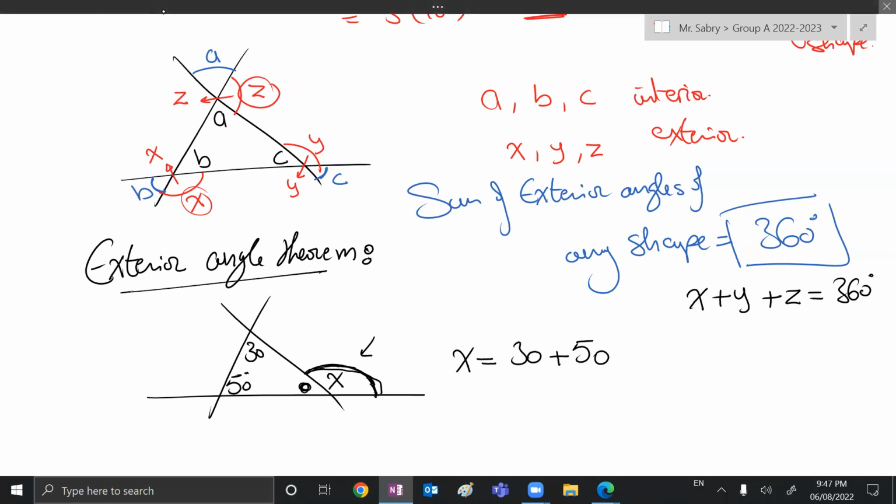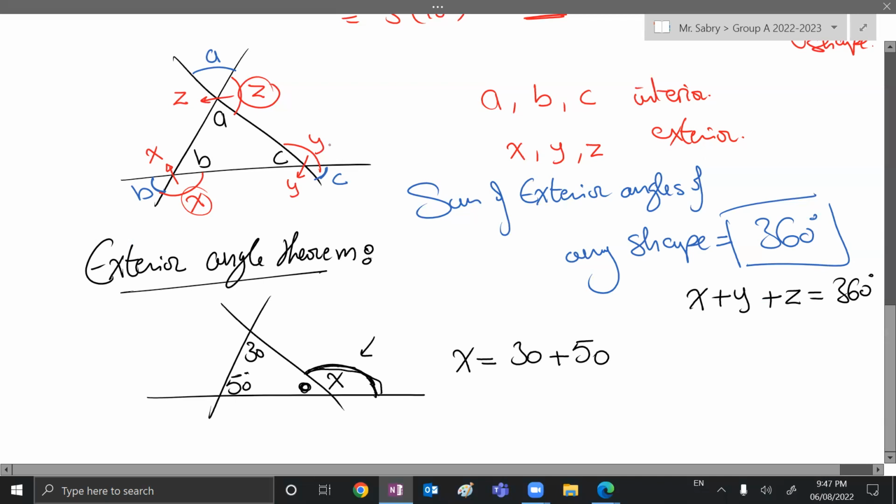So mainly the exterior angle theorem says that if you have, let's say, y, it should be equal to the two that are not next to it, which are A and B, added together. On the other hand, if I want x, which is this one, it should be equal to the two that are not next to it, which are A and C. If I want z, I leave the one next to it, which is A, and take B and C added together. Does that make sense? It always works.